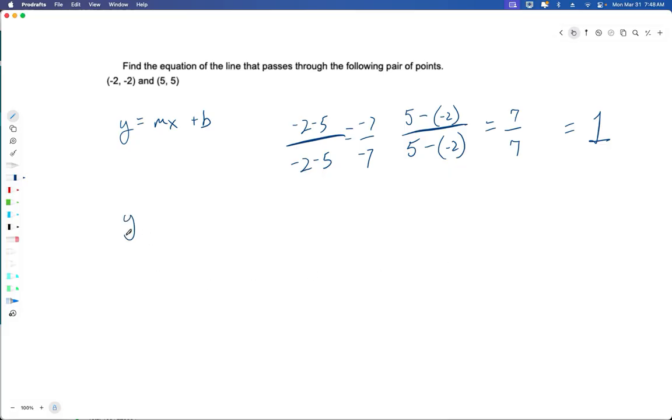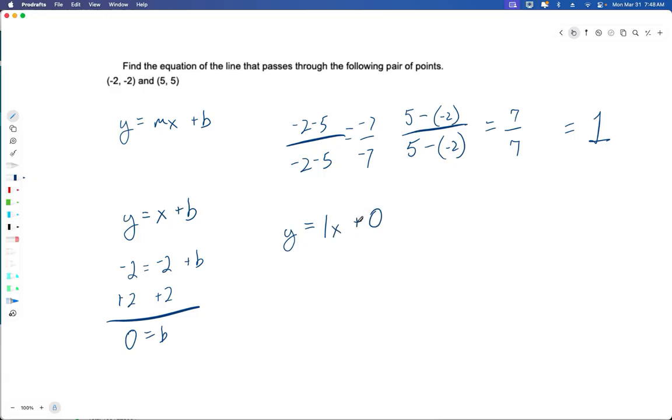So we can rewrite that as y is equal to x, because 1 is invisible when we put it in front of a variable, right? Plus b. Now, I'm going to take one of these points, this one, and substitute it in for y and x. So -2 for y, -2 for x, plus b. I want to get b by itself, and I add 2 to both sides. B is equal to 0. So y is equal to, if we write it all out, 1x plus 0.